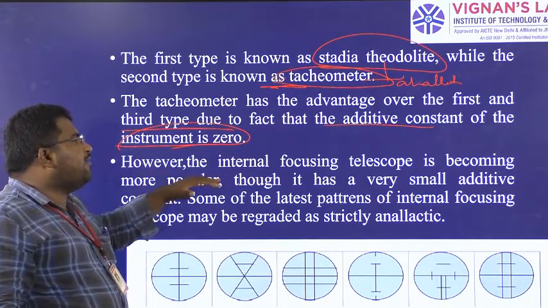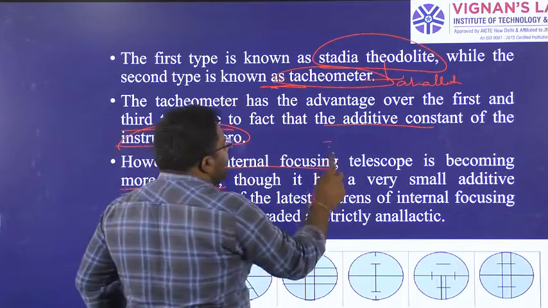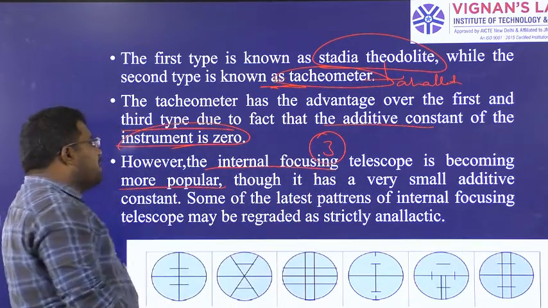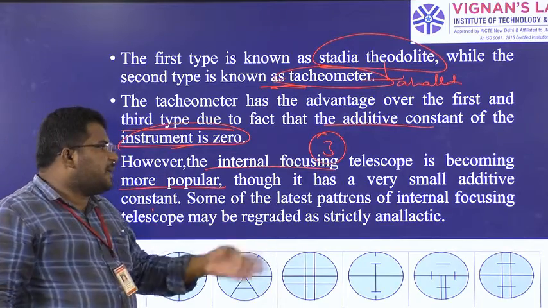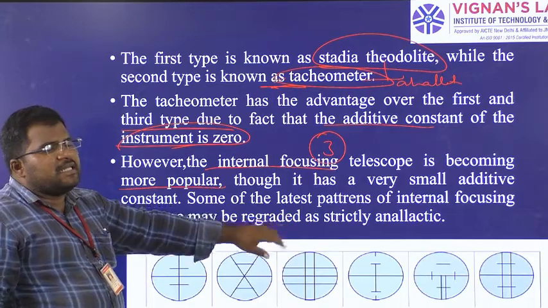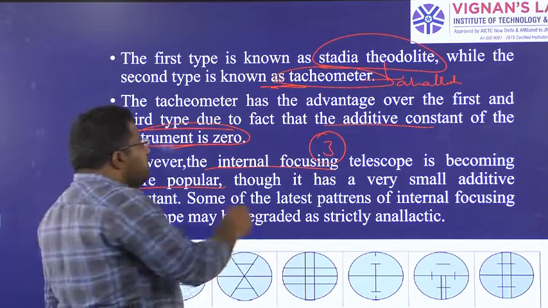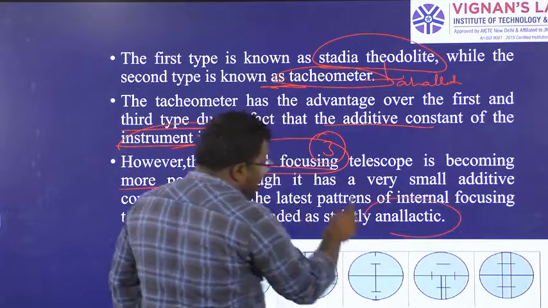However, the internal focusing telescope is becoming more popular. The internal focusing telescope is the third one. The third type is more popular, though it has a very small additive constant. Some of the latest patterns of internal focusing telescopes may be regarded as strictly analytical. So we are going to mainly use the internal focusing telescope with the analytical lens, right?